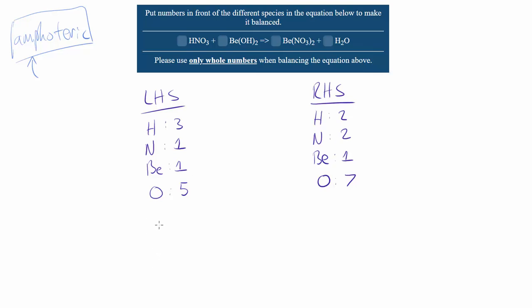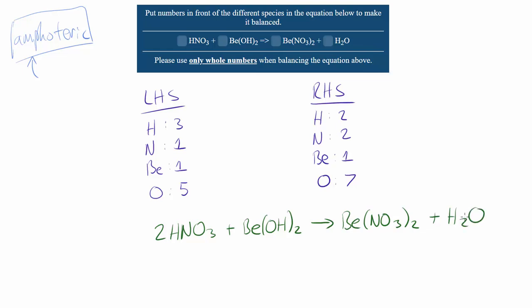So we're going to have 2 HNO₃ plus Be(OH)₂, and that produces Be(NO₃)₂ plus H₂O, right? So let's audit this again.